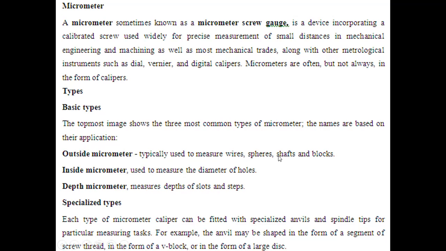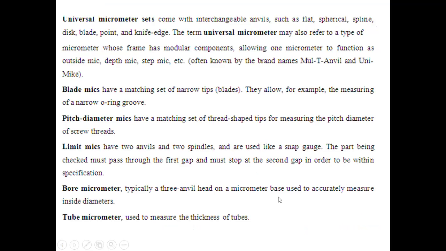Apart from that, there are other specialized classifications of micrometer screw gauge as given here. The first one is the universal micrometer. So what is meant by a universal micrometer? One can define the universal micrometer in terms of the anvil setup.